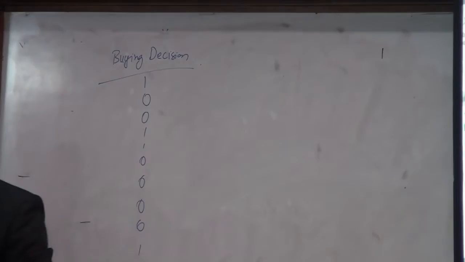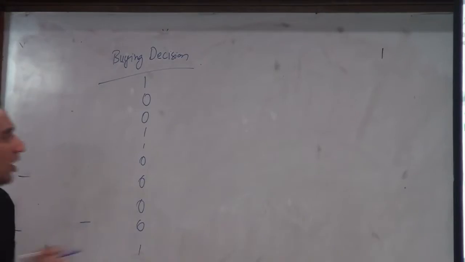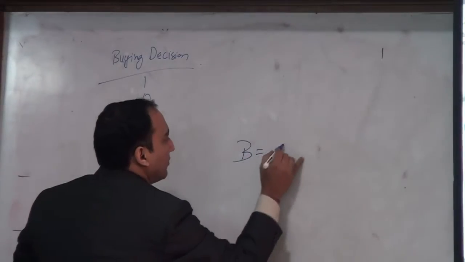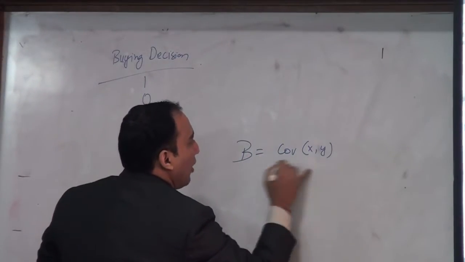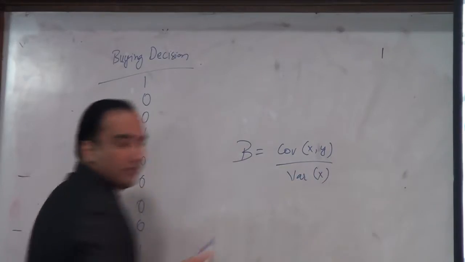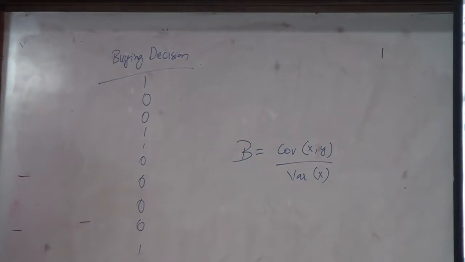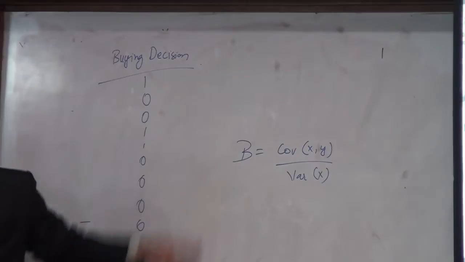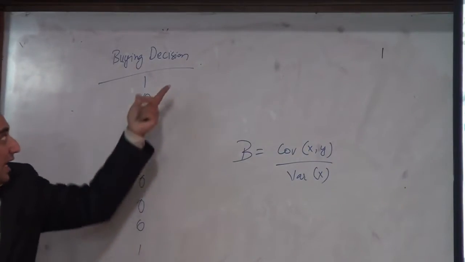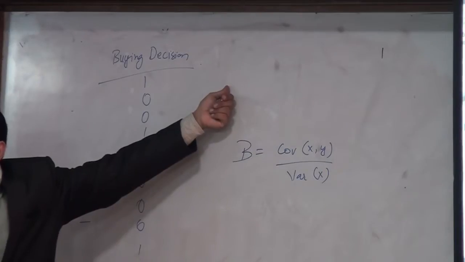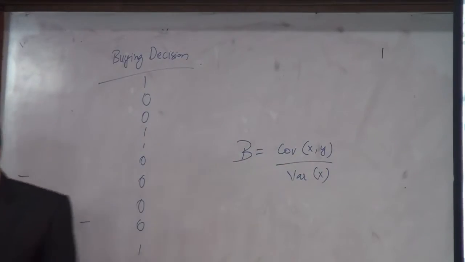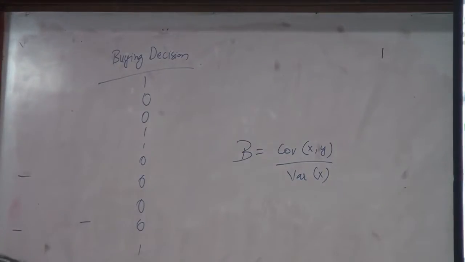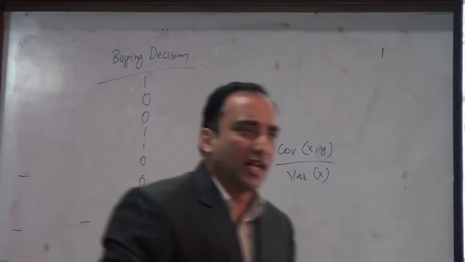I told you earlier, whenever we are doing any regression equation, what is the formula of beta? Covariance xy upon variance of x. Simple formula. Now think carefully. X is my independent variable, y is my dependent variable. If y is the dummy variable and there is an independent variable here, and I find covariance of x and y, will it make any sense? Does covariance between a ratio scale variable and a categorical variable make any sense?